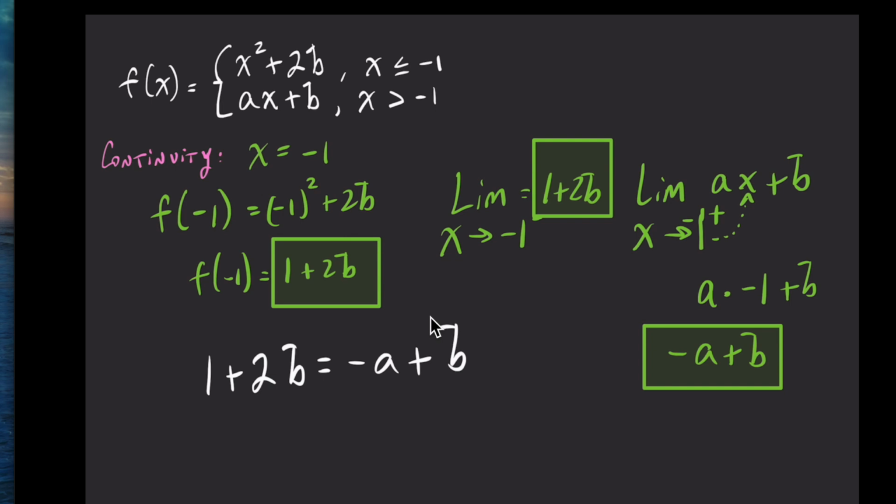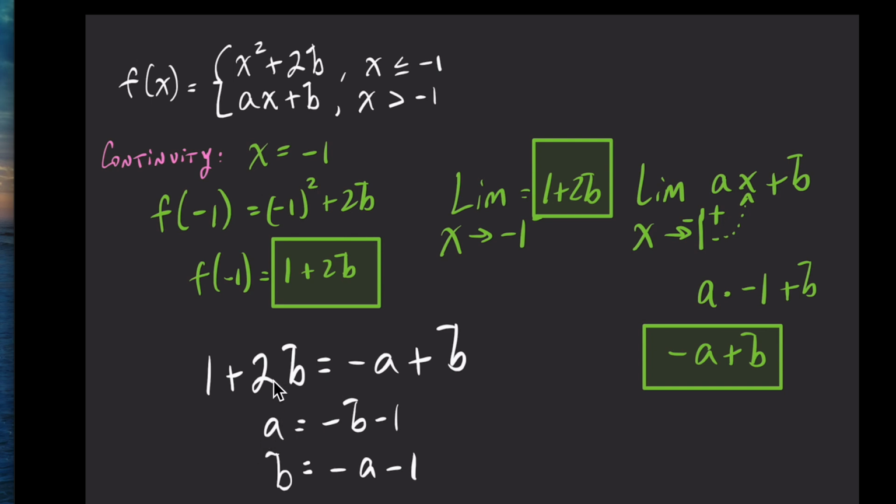Now we can go ahead and simplify that in many ways. For example, we could say that a is going to equal negative b minus 1, or we could say that b is going to equal negative a minus 1. All I did here was solve for a. I brought the a to the right side. I brought that negative a to the left side. It became positive a.